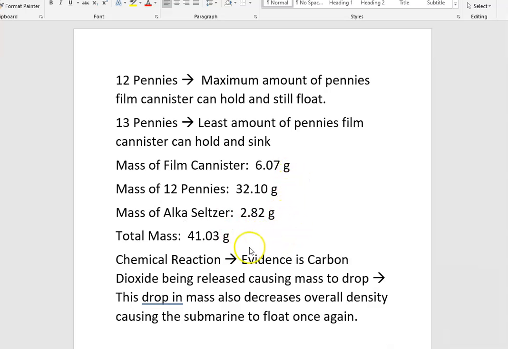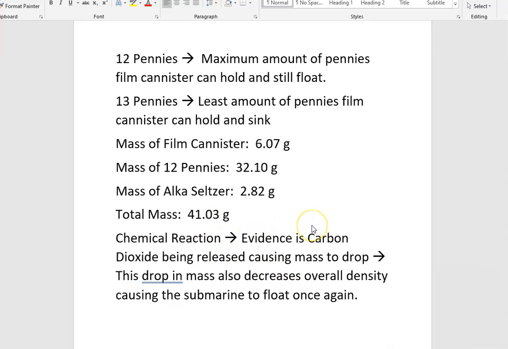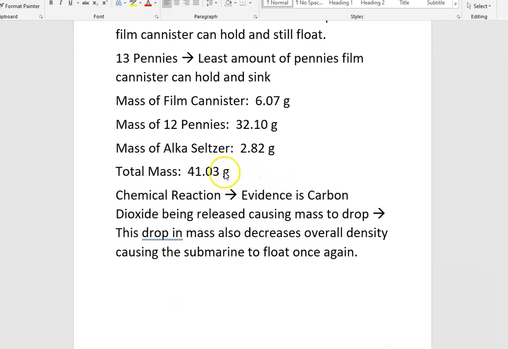If I added all three of these things up, I would have a total mass for my submarine of 41.03 grams. So that density was enough to allow for my film canister to initially sink. So let's say roughly my volume of the film canister was maybe 41.0 ml. That would be a density greater than 1 if I divide mass divided by volume here. That's greater than 1. But we know that a chemical reaction was taking place.